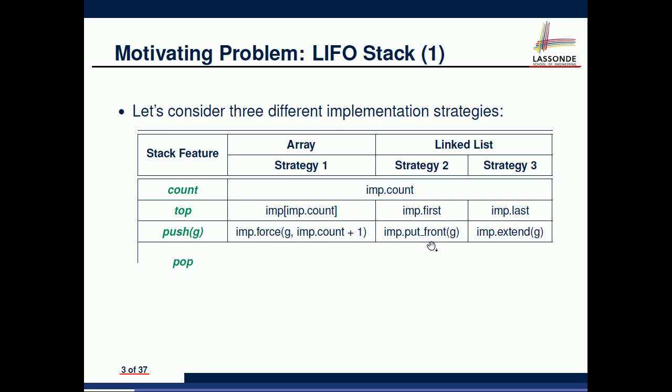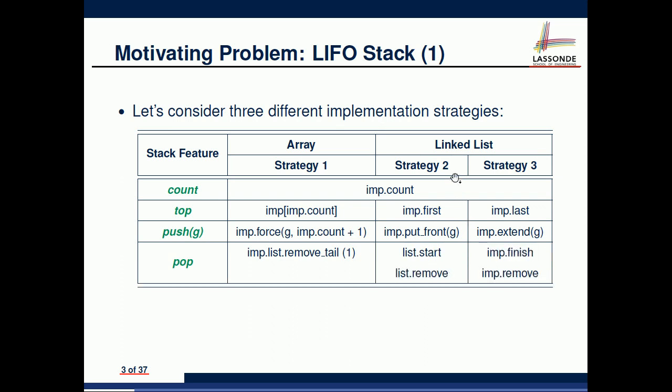And then what about the pop? Similar. For strategy number 1, you should really remove the tail. There's something called remove_tail. You can remove the last element in the array. And for strategy number 2, you can remove the first one. You can go to the start of the list and then remove it. I'll just show you here. For strategy number 2, I can go to the start of the list and remove it. Or number 3, I can go to the end of the list and remove it.